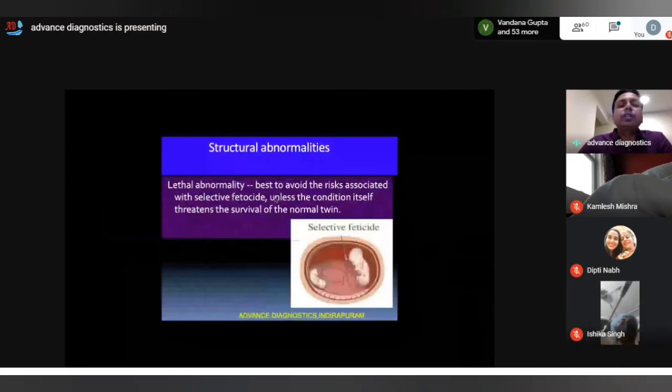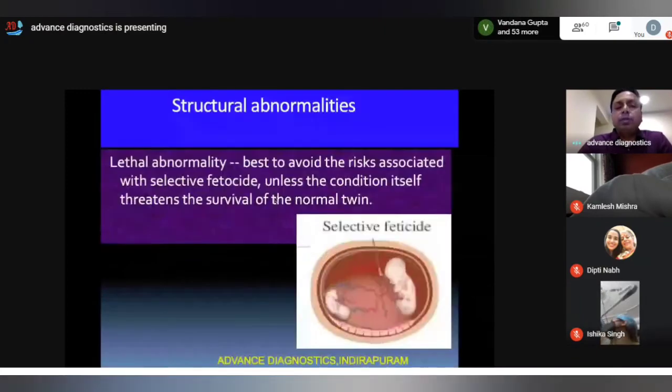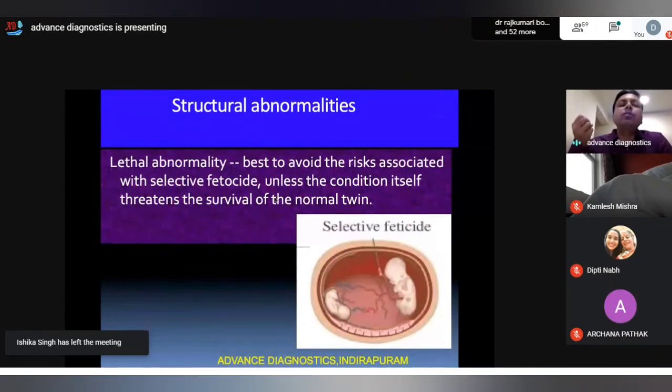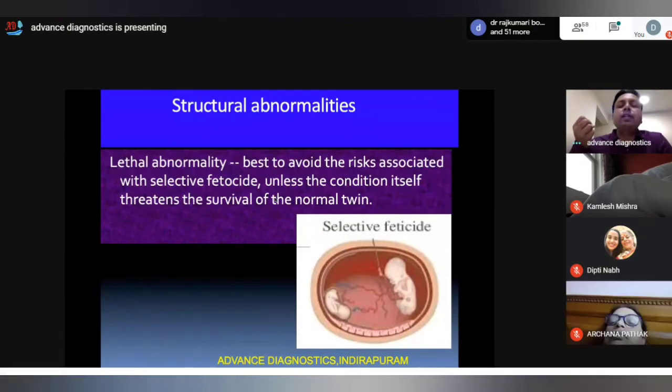Conjoined twins can be diagnosed as early as 9 weeks, in most cases before the mid-trimester scan. Whenever we see structural abnormalities, and if there is a lethal abnormality, it is best to avoid the risk associated with selective feticide unless the condition itself threatens the survival of the normal twin. If you see anencephaly in one twin and the other twin is normal, we should rather wait than go for selective feticide, because there are already risks associated with selective feticide.